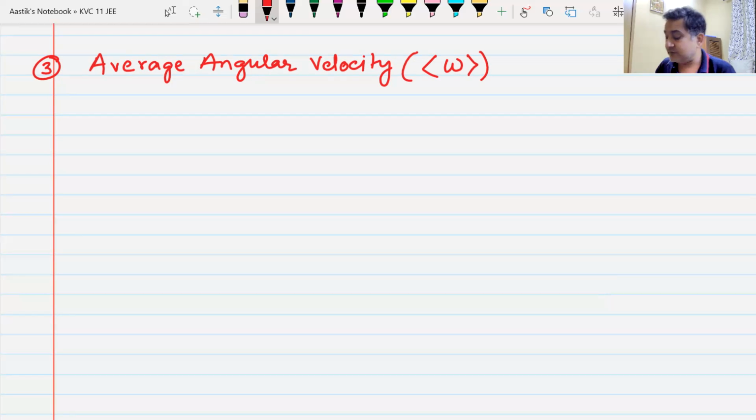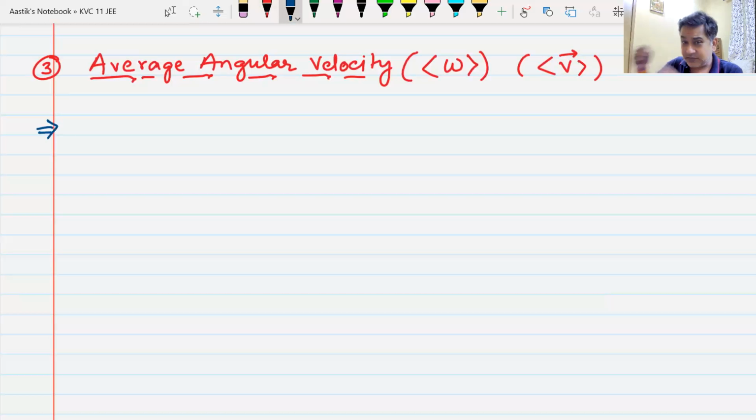Now, what does this term remind you of? This average angular velocity is doing the same thing in circular motion as your average velocity was doing in linear motion. The only difference being this is not a vector, this is a scalar. Now, can you tell me what will be this average angular velocity? If you remember average velocity, you should be able to tell me what is this average angular velocity? Anyone?